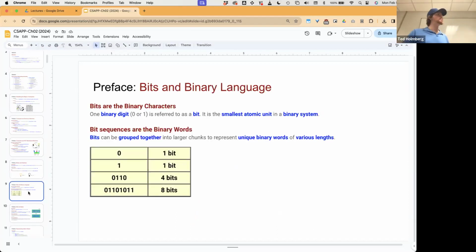Okay, so let's talk about bits and building a binary language then. So we can think of our bits then as effectively a binary character. When I say character, similar to a character we have in our alphabet. So when we go to represent information in the form of English words, we have a set of alphabet that we use to construct our words from. And so our base units in English would be the letters from A to Z.